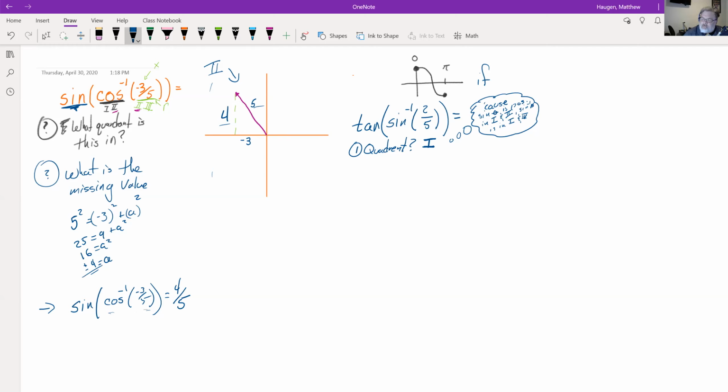So we got a positive ratio for sine. Positive ratios for sine means it's got to be in either quadrant 1 or 2, because that's where sine is positive. But sine inverse is defined from negative pi over 2 to pi over 2. So sine inverse is defined in quadrants 1 and 4. So where are both of those things true? They're both true in quadrant 1. So this has to be happening in quadrant 1.